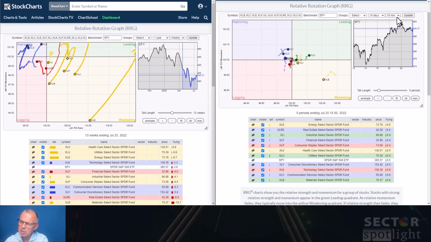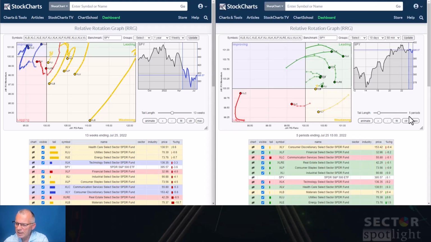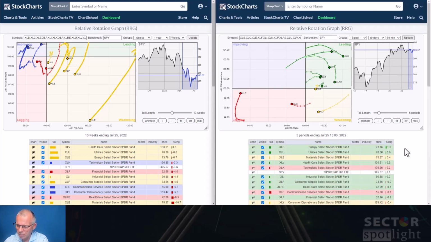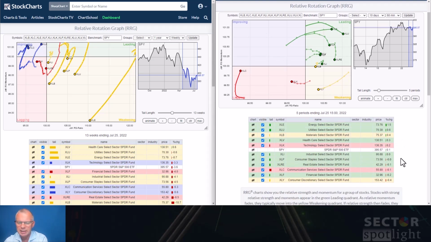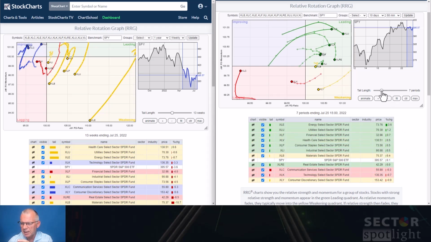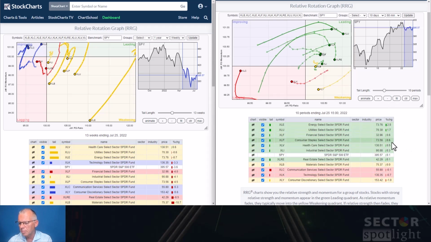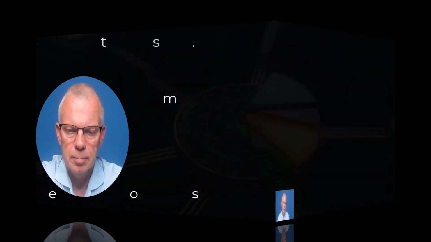If I make this an hourly, then I get 5 hours of price change, which you can see is already a little bit bigger. So if I make this 10 periods, that's 10 hours, then obviously my numbers go up a little bit more. So please be aware of the fact that the percentage change is calculated over the tail length of that graph.